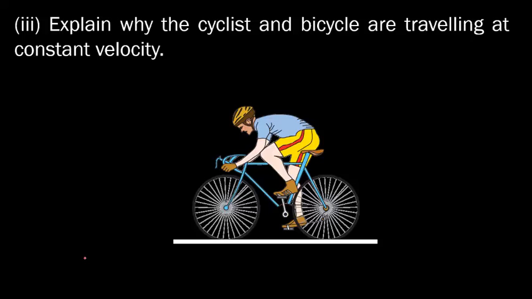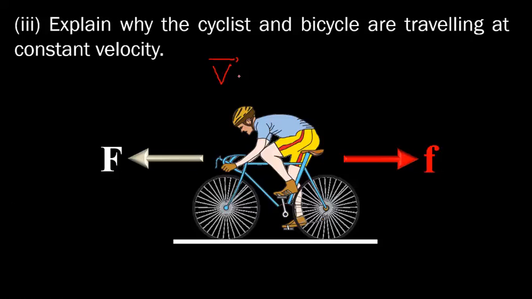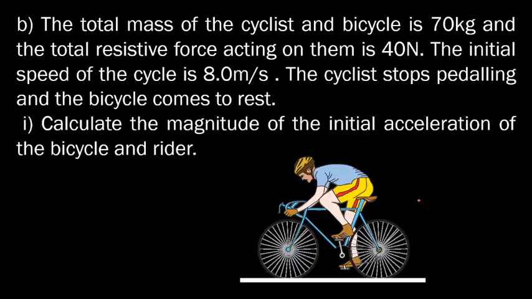Explain why the cyclist and bicycle are traveling at constant velocity. It's very easy because the pushing force due to pedaling of the cyclist and the resistive force acting on the system must cancel each other. Why? Because velocity is constant. When the velocity is constant, acceleration is 0. Acceleration 0, the two forces cancel each other.